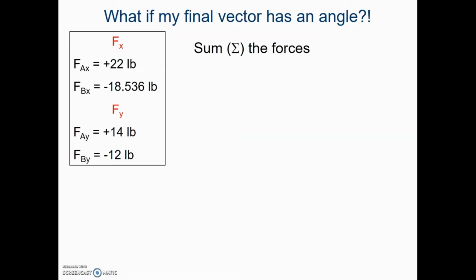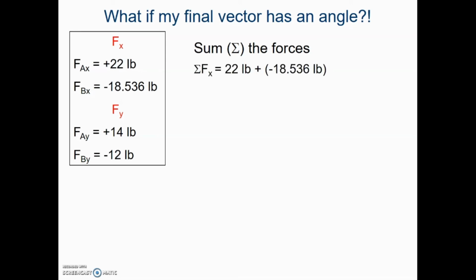So let's say that we have another example. Let's say I already went through step number 1 where I broke those forces down, and I found that I have an X component of the applied force as 22 pounds. The other one is negative 18. And in my Y direction, I have positive 14 and negative 12. So 14 going up, 12 going down. So let's do that same process real quick and see what we come up with.